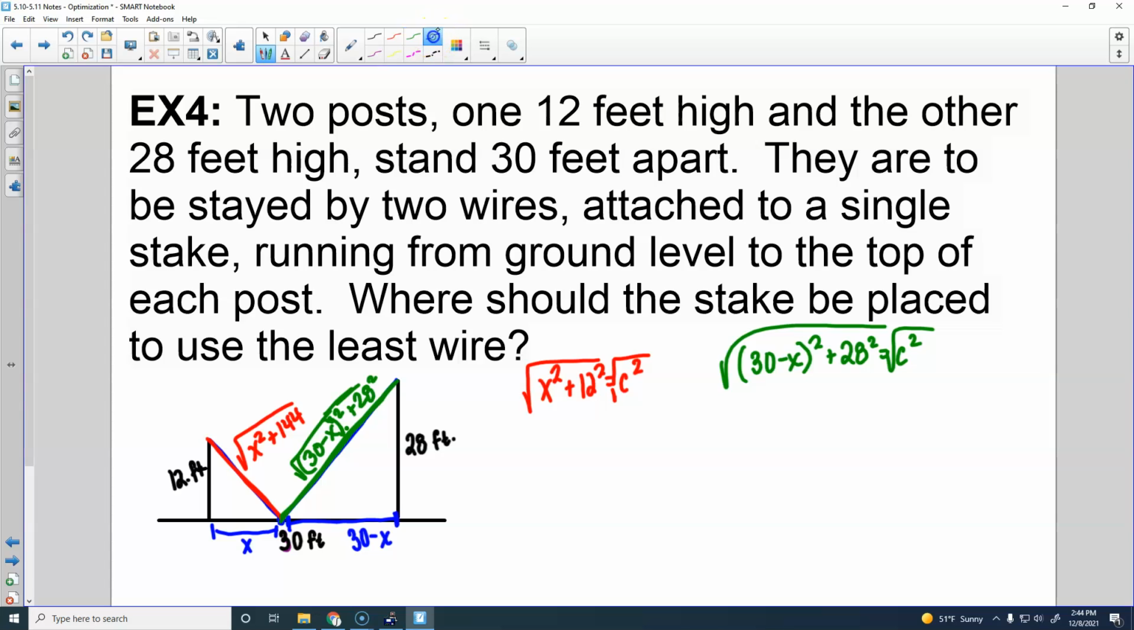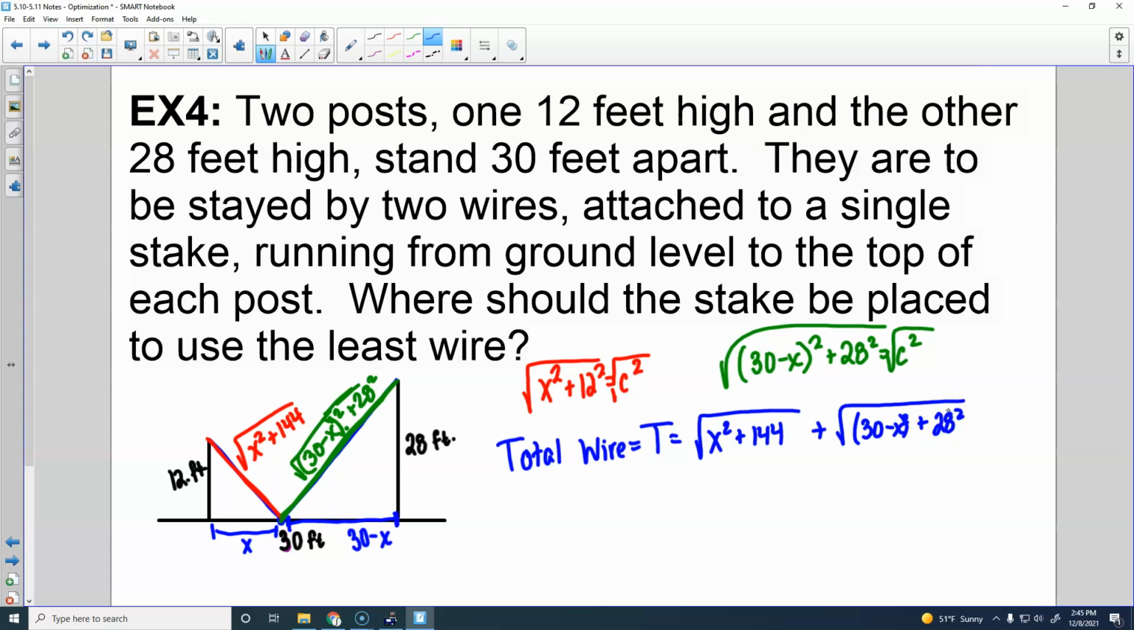So if I want to write an equation for the total amount of wire, we'll call it T. It would just be those two added together, right? The square root of x squared plus 144 plus the square root of (30 minus x) squared plus 28 squared.